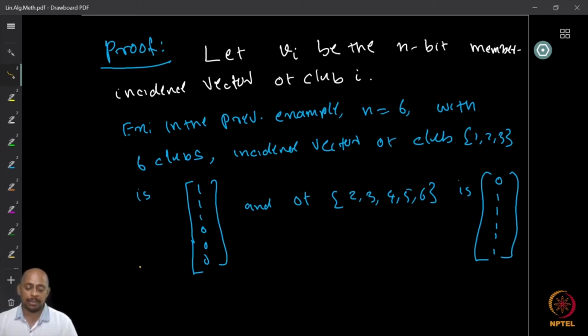So as you saw in the previous example, we have several clubs. The vector corresponding to the club {1, 2, 3} has the first 3 positions as 1, and then the remaining 3 are zeros. Similarly, {2, 3, 4, 5, 6} is a club, and therefore, except for person 1, everybody else is 1, and the first entry is 0. So these are the incidence vectors.